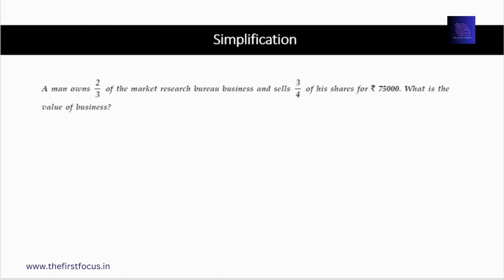Okay, now let's look at the next problem. A man owns 2/3 of the Market Research Bureau business and sells 3/4 of his shares for 75,000. What is the value of business? So we have to find the value of business. The most important thing here is this word "of". That "of" means multiplication. So we need to find the value of business, which is x.